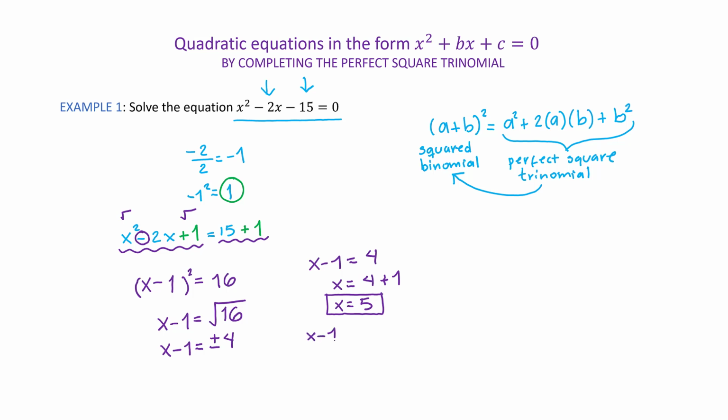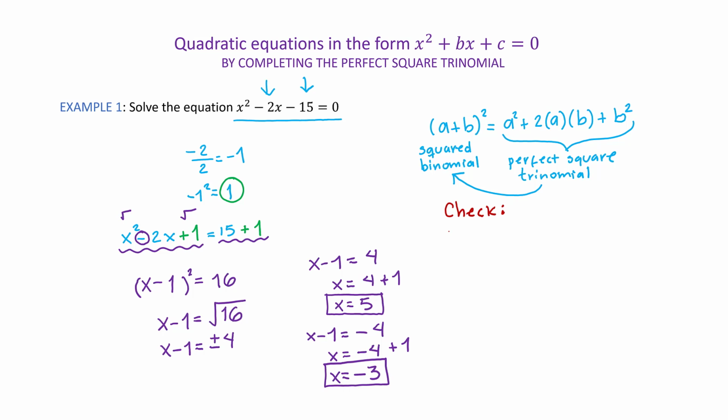X minus 1 is also equal to minus 4. Therefore, x is equal to minus 4 plus 1. X is equal to minus 3. Now we have our second solution to our quadratic equation. To check if our solution is correct, we have to substitute the values of x in the original equation.